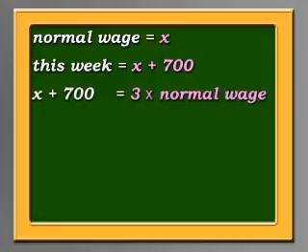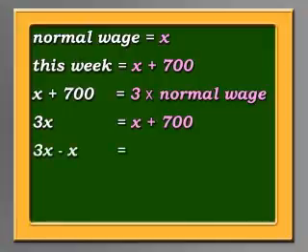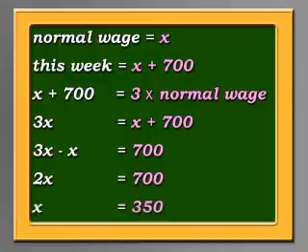Now, x plus 700 is the same as 3 times my normal wage. So we can say 3x equals x plus 700. Now let's move that x over to the other side, and we get 3x minus x equals 700. So 2x equals 700. So x equals 350. My normal wage is $350.